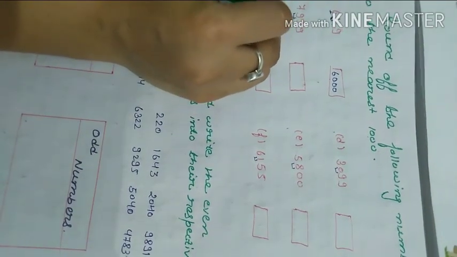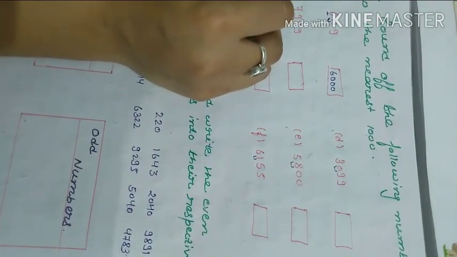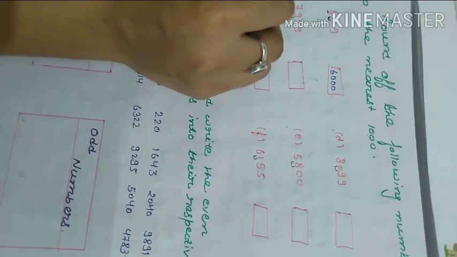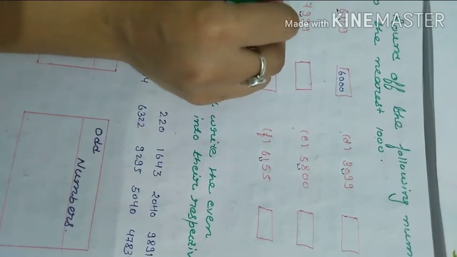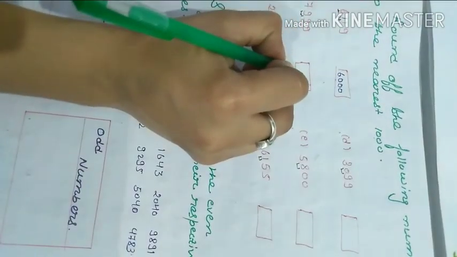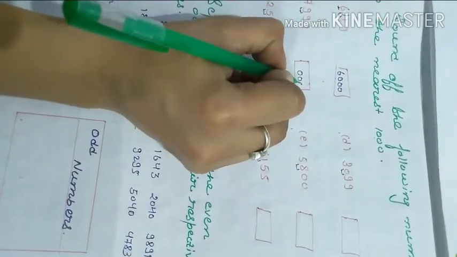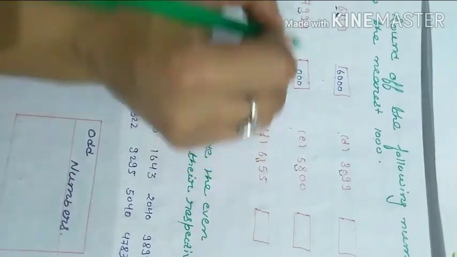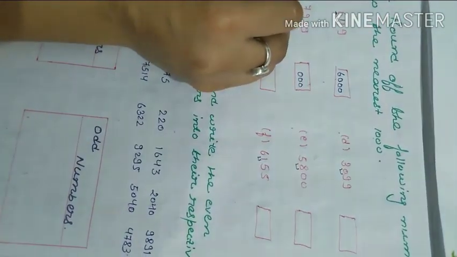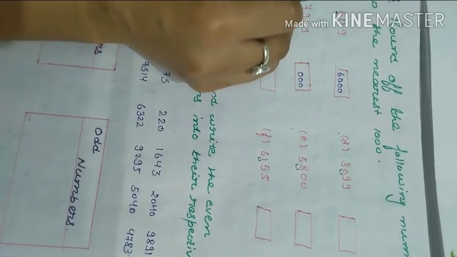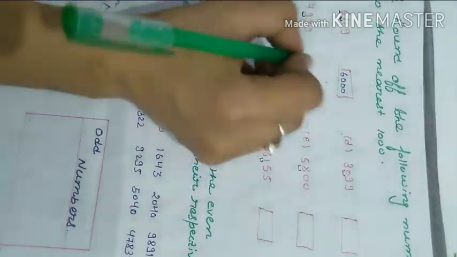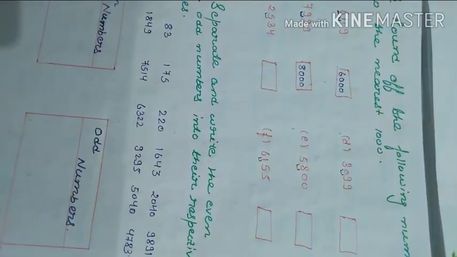Okay. Now let's see another question. Here also at 100 place what we are having? 9, which is more than 5. So what we will do here? We will place 0 at 100, tens and ones place. And what we will do here? This is more than 5, na? So we will add 1 to the 1000 place value. So we will add 1 to it. Then it will become 8.